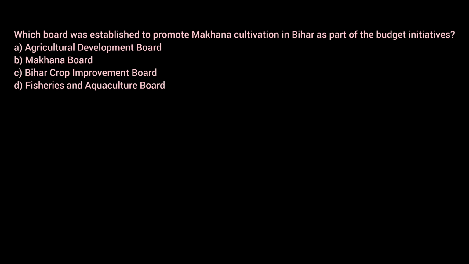Which board was established to promote makhana cultivation in Bihar as part of the budget initiatives? Option A, Agricultural Development Board. Option B, Makhana Board. Option C, Bihar Crop Improvement Board. Option D, Fisheries and Aquaculture Board. Here, the correct option is option B, that is Makhana Board.